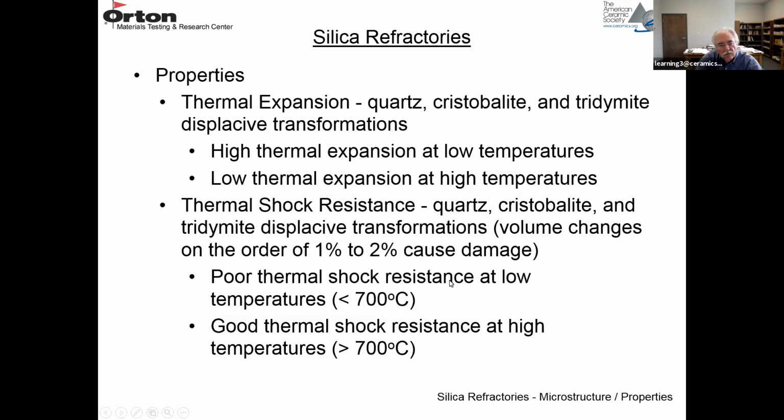So it has poor thermal shock resistance at low temperatures, let's say less than 700 degrees C, where these transformations occur. But once you get above that temperature, where the thermal expansion behavior tends to become flat, you have very good thermal shock resistance. The coefficient of thermal expansion really doesn't change. So at low temperatures, this material has poor thermal shock resistance because of the phase transformations, and at high temperatures, you've gone past the temperature of the transformation, so you have good thermal shock resistance.